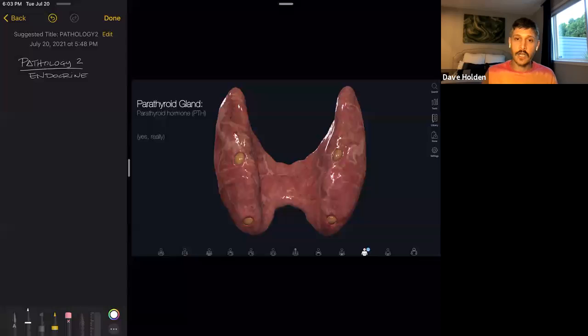The parathyroid glands are just those four little bean-shaped structures. They are on the posterior side of the thyroid gland. The hormone that they release is called parathyroid hormone. Yes, that's the real name. I didn't make that up.